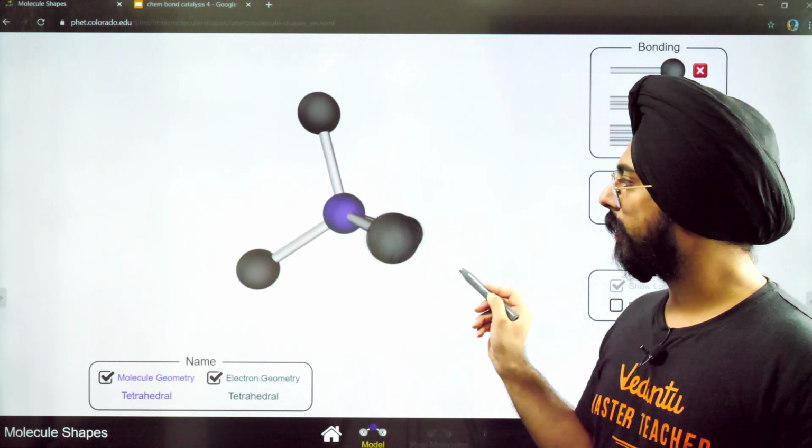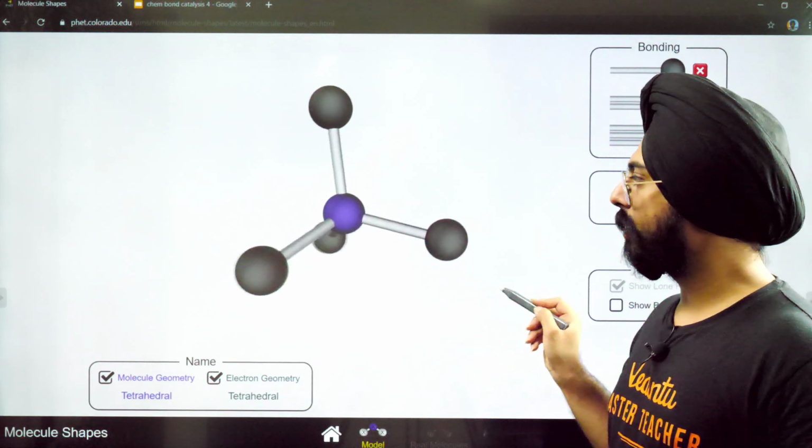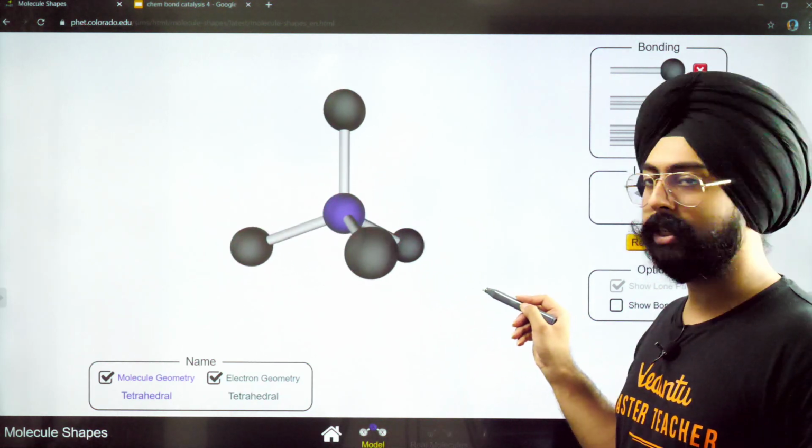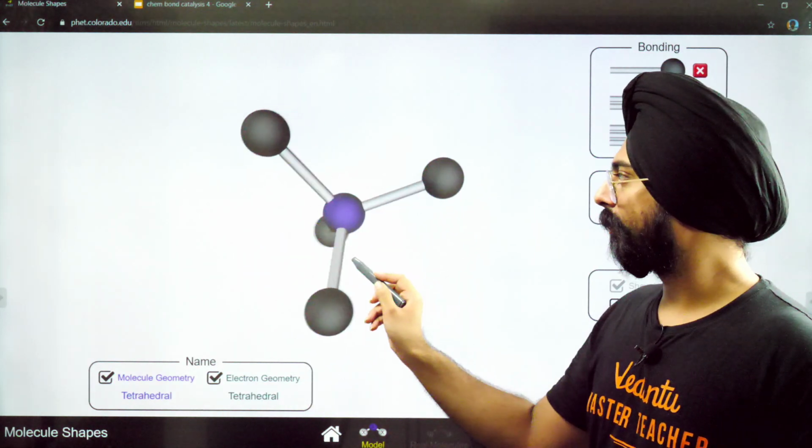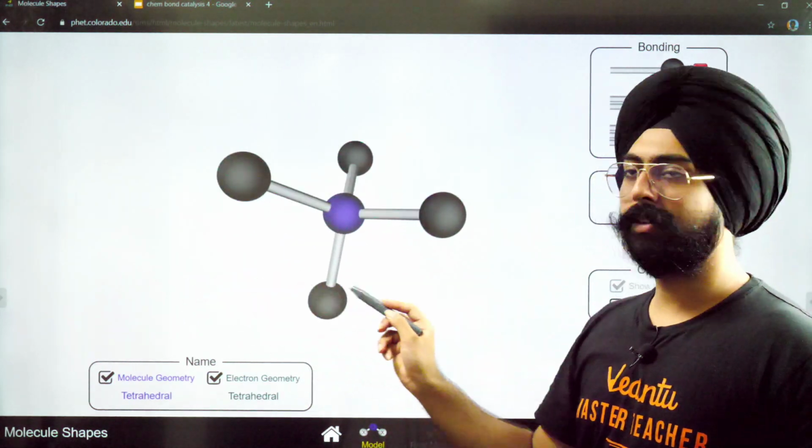Can you see the 3D? It's like a tripod. Have you seen a tripod? Does it look like a tripod? Yeah. Can you see? Very nice.